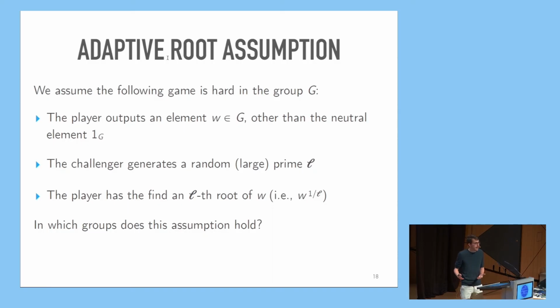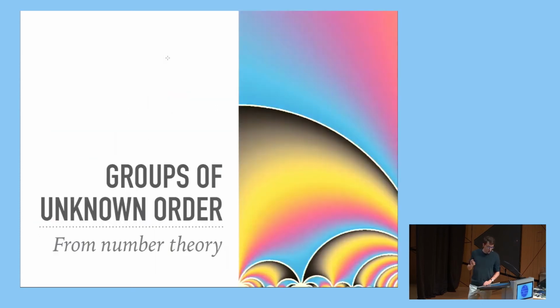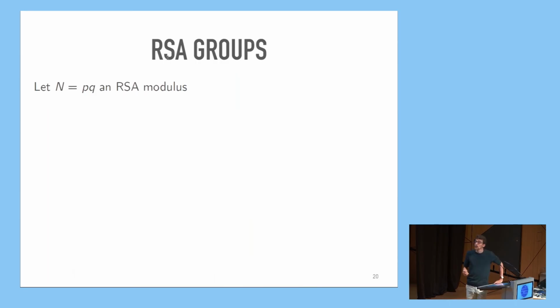The quick answer is in groups of unknown order. The more detailed answer is, well, we can construct some of them from number theory, and we have to take care a bit about possibly known subgroups and things like this. So I'm going to say a few words about that. We know already in cryptography how to generate groups of unknown order. I already mentioned the RSA group. So you can generate a number n, which is a product of two large primes p and q.